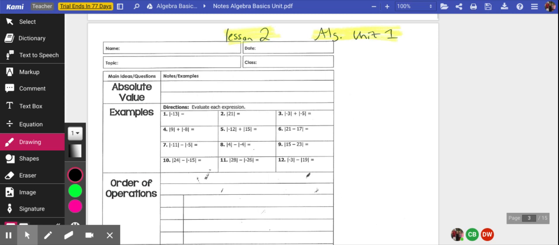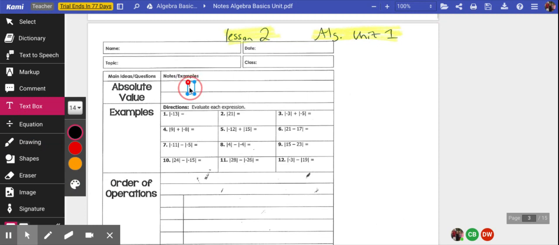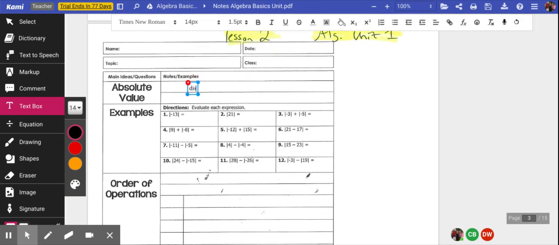Okay, lesson 2 has to do with order of operations, so it should be a good little review here. First of all, we have absolute value, and remember that is the distance from 0. So I'm going to go ahead and type that in. Distance from 0.